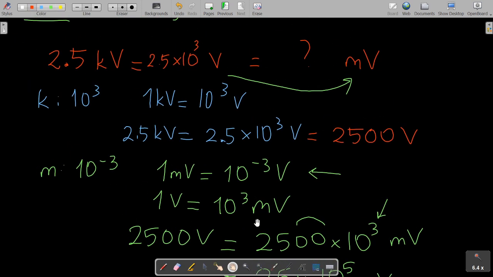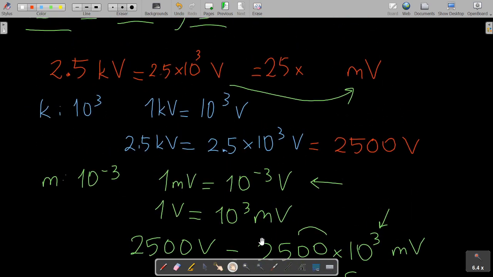Let's write it here. So it's going to be 25 times, we said 25 times, right? What was it? 10 to the power 5. 10 to the power 5 millivolts.